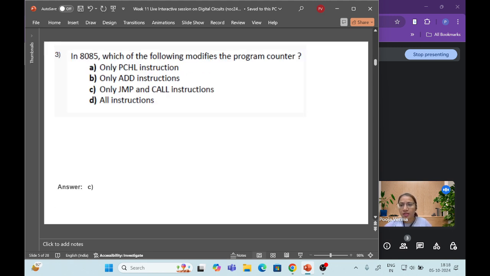Moving to the next question. In 8085, which of the following modifies the program counter? Option A, only the PCHL instruction; option B, only the ADD instruction; option C, only JMP and CALL instructions; and option D, all instructions. So which option can be correct?